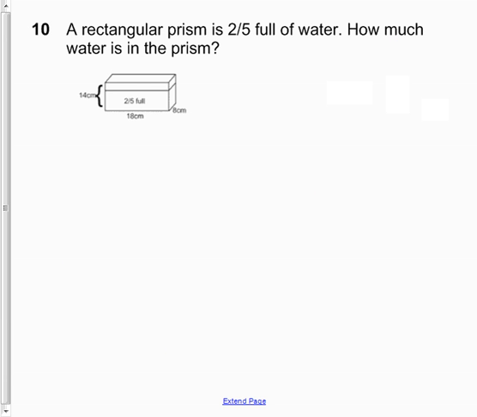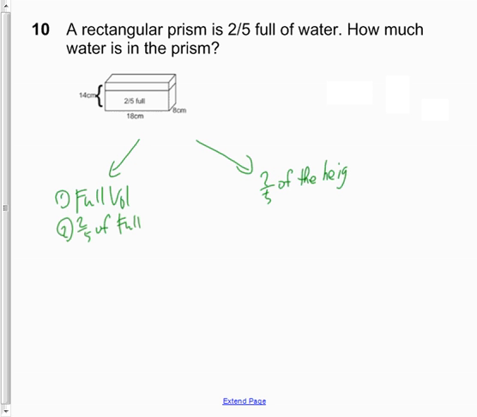And the last question is, a rectangular prism is 2/5 full of water. How much water is in the prism? Well, if we look at this one, there's 2 ways to really do it. You could first find the full volume, and then take 2/5 of the full volume. And the other way we could do it is, if the height is 14, take 2/5 of the height, and then calculate the smaller volume. So we're going to do it both ways to show you what it looks like.